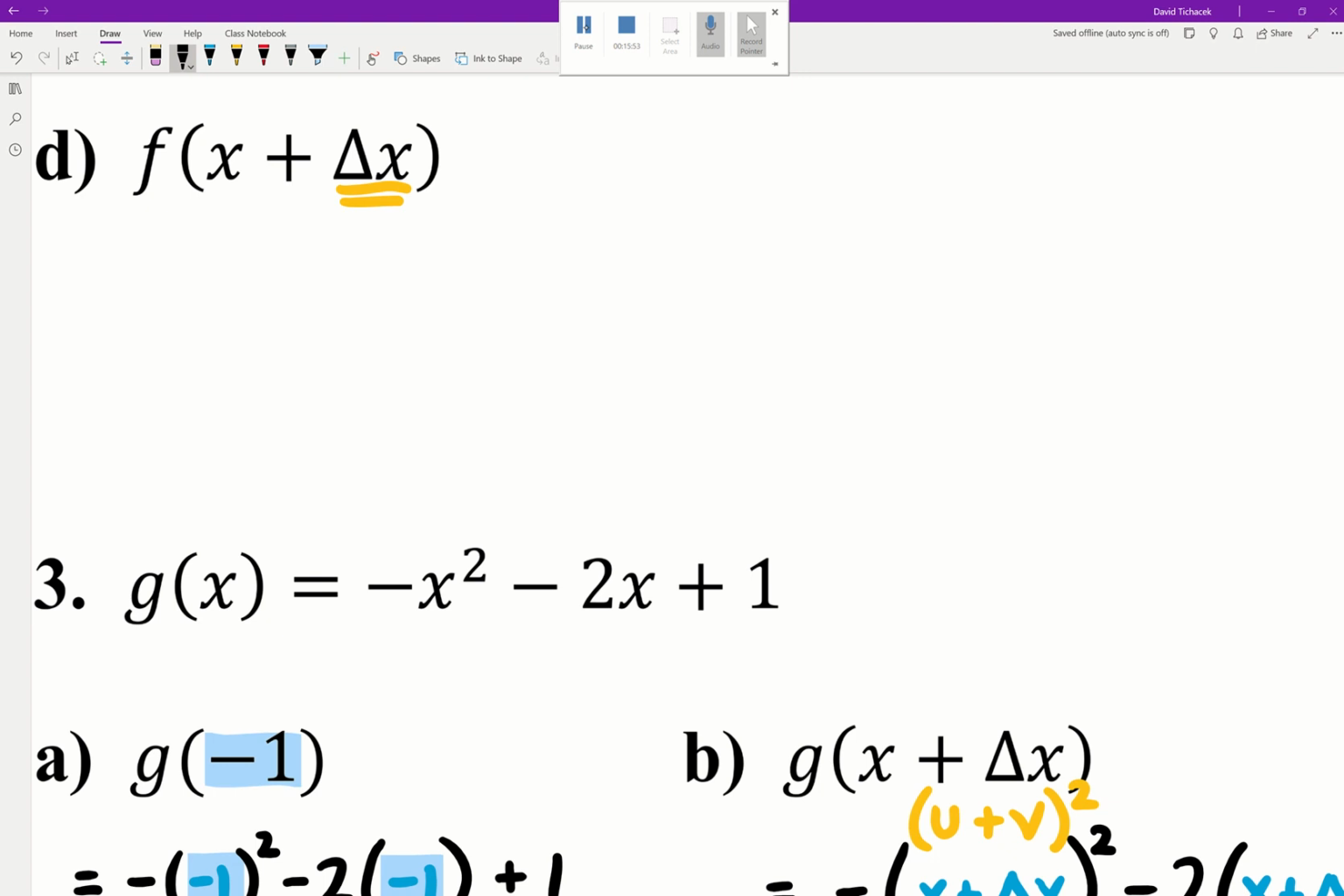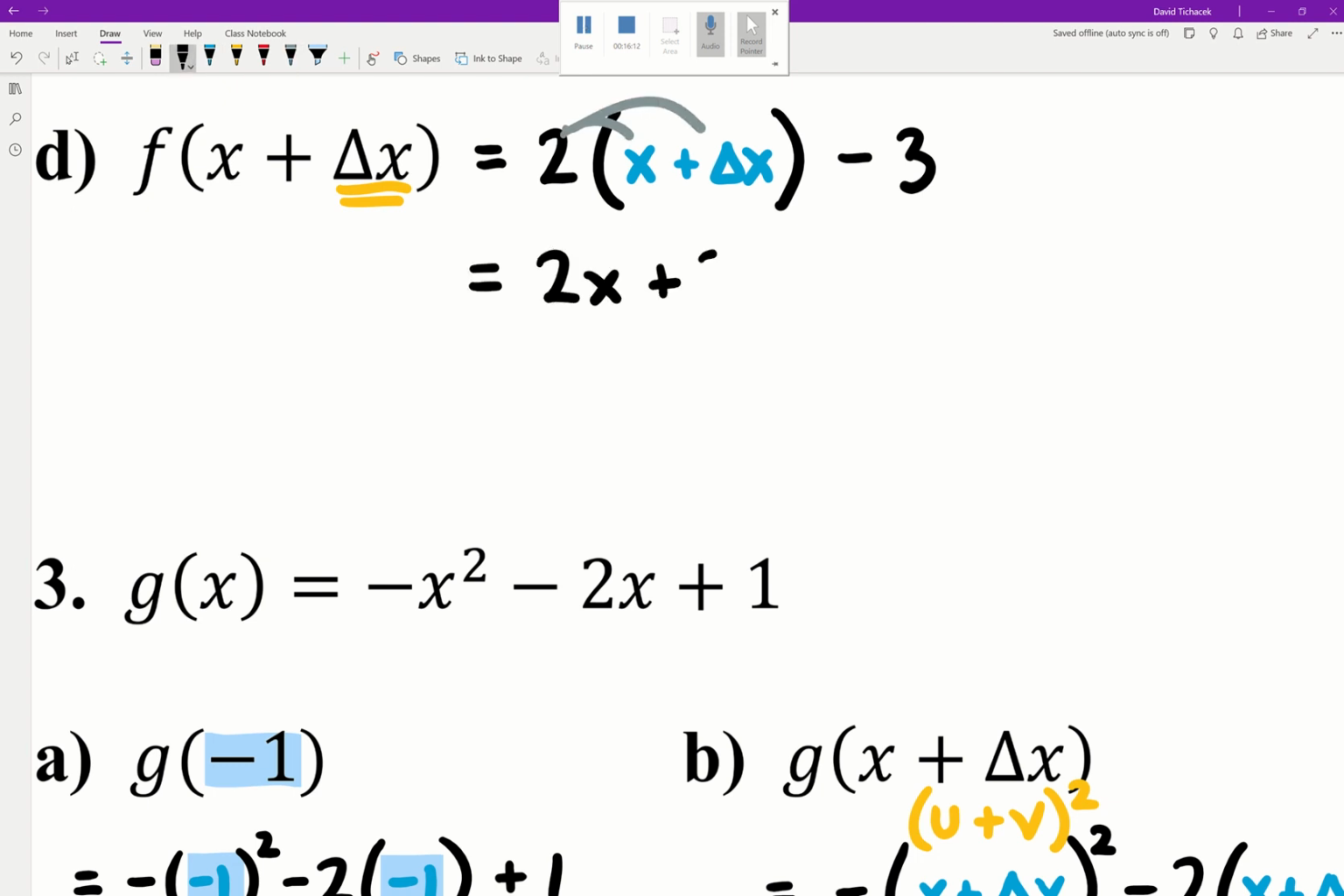And so again, if we're plugging that into our machine, what is that going to look like? Well, again, we know what our machine does. We know that it takes 2 times the input, and then it takes away 3. So now our input is x plus delta x. And so, again, do this exactly the same way that we did the last problem. We're just going to distribute that 2 inside. So 2 times x plus 2 times delta x minus 3.